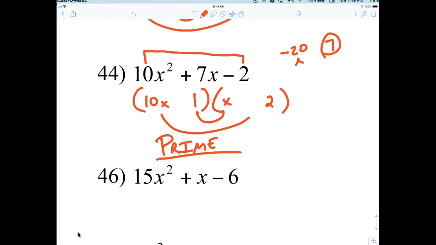All right. So the rule is multiply the first times the last, and those factors have to equal the middle term. And in this case, there are no factors of 20 that make 7. That's how I know it's prime.